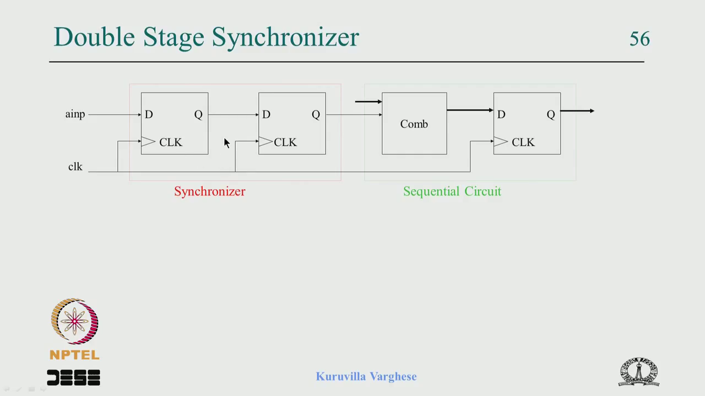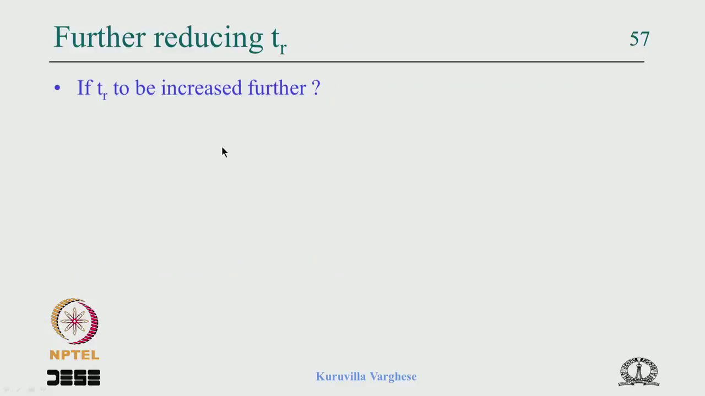Now the time available for this to come out of metastability is the clock period minus the setup time. But the price we pay is a two clock period latency. So if something happens here, in the worst case it will appear here after 2 clock periods. And of course, in terms of area, two flip flops.